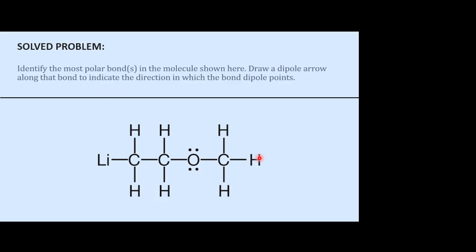Let's identify the most polar bond in this molecule shown here. We're going to draw a dipole arrow along that bond to indicate the direction in which the bond dipole points. Okay. So how do you do this? What's the most polar bond going to be? Exactly. The biggest difference in electronegativities, right? And so we're going to look these electronegativity values up, figure out what the biggest difference is between them, and that's going to give us where our bond dipole is.